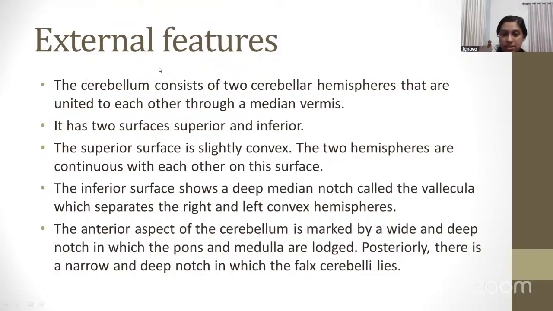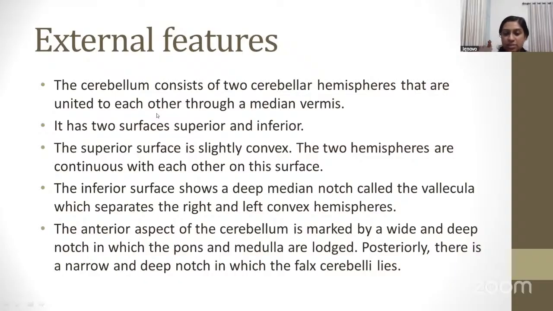That's a worm-like structure, and it has two surfaces, a superior surface and an inferior surface. When viewed superiorly, we can see the cerebellar hemispheres are continuous with each other, with the middle structure called the vermis. But the inferior surface shows a deep median notch called the vallecula in which the vermis is housed. And it separates the left and right convex hemispheres.